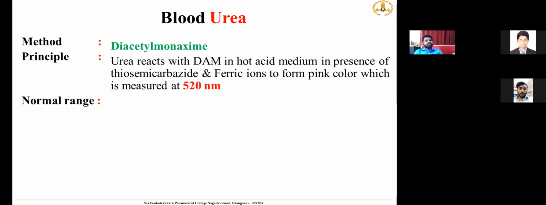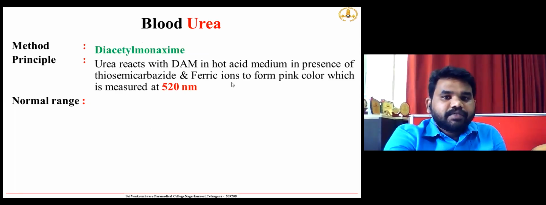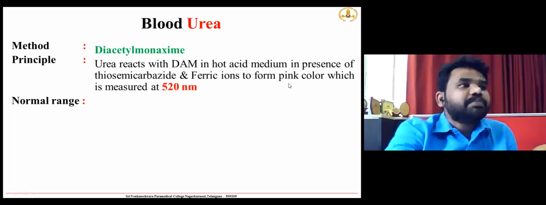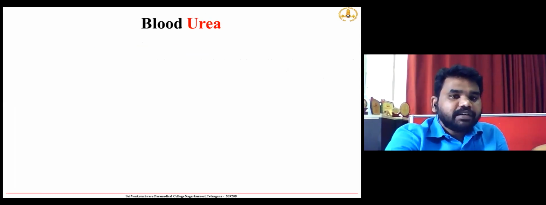DAM reagent in a hot acidic medium in the presence of thiosemicarbazide and ferric ions to form a pink color, which is measured at 520 nanometers. And the normal value of this blood urea is 8 to 40 milligram per dl. Okay, and there is also another method to estimate the blood urea.